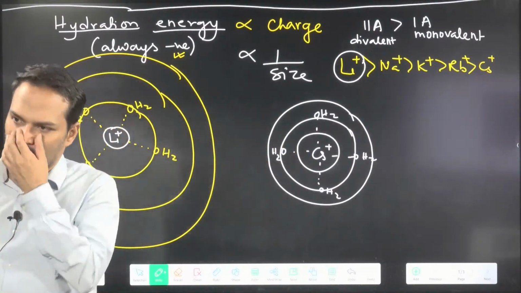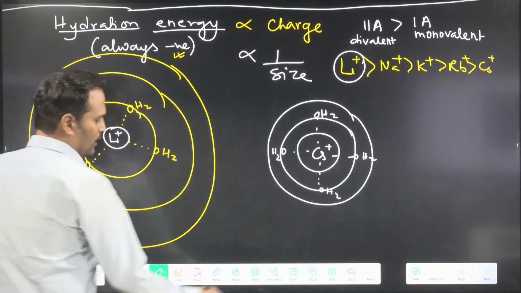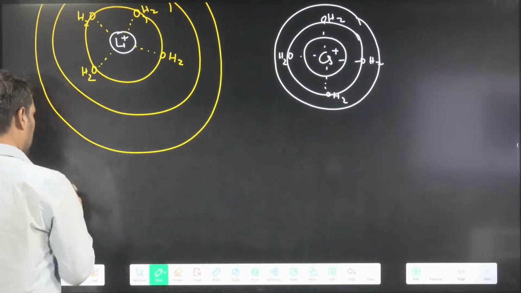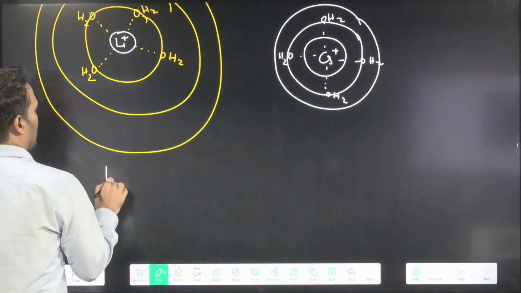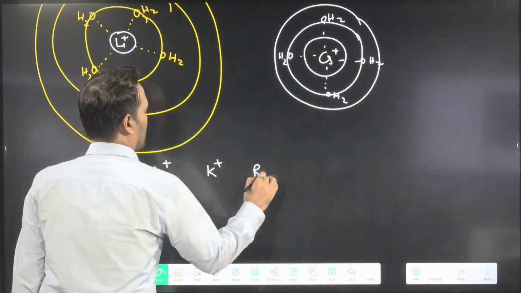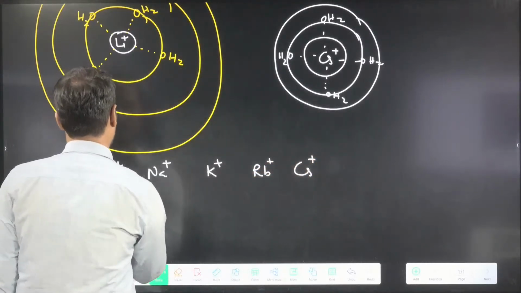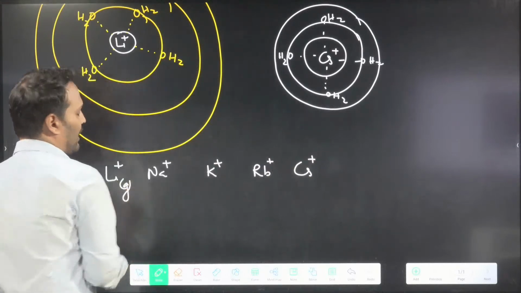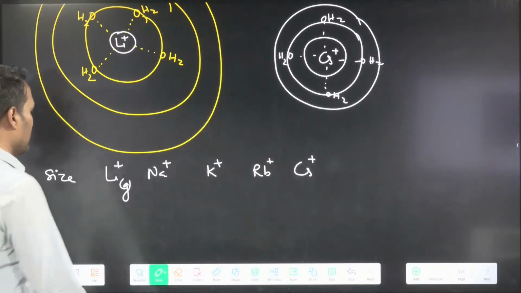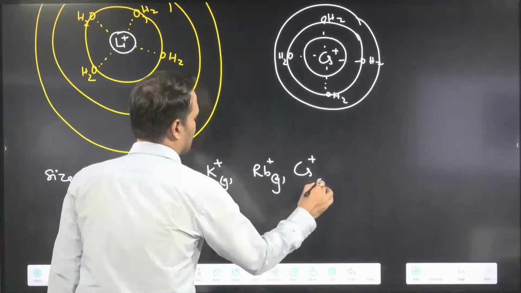After combining with water, who is big? What will you say? Tell me. After combining with water, lithium is big. The hydrated ion size of lithium is more. So this is your lithium, sodium, potassium, rubidium, cesium.